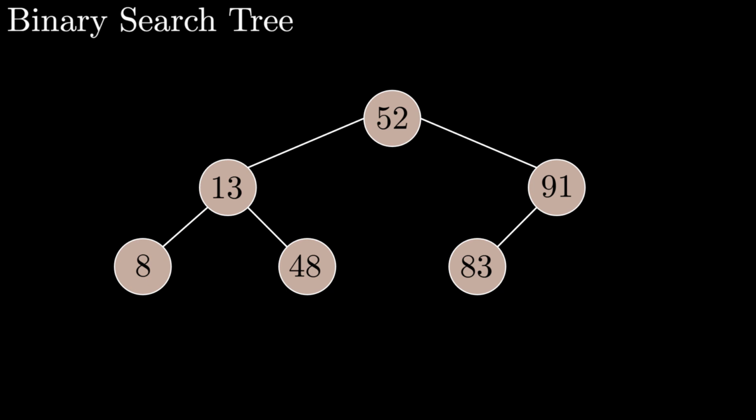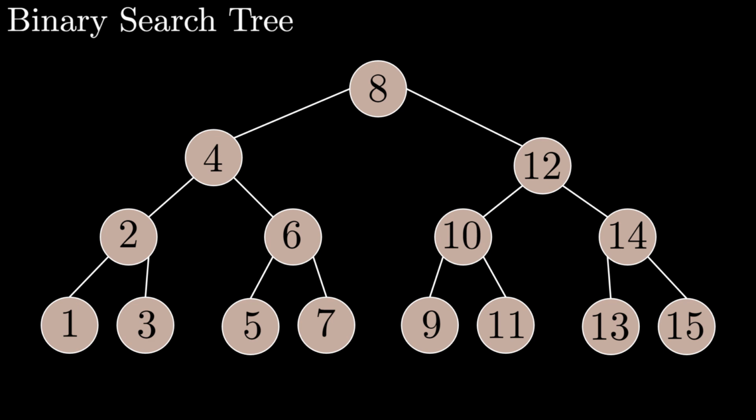However, deleting a node with 2 children, such as 13, is a bit more complicated. The in-order successor of node 13, or the node we would visit immediately after it during an in-order traversal of the tree, is 48. We replace 13 with its in-order successor, 48, and then delete the original leaf node containing 48.